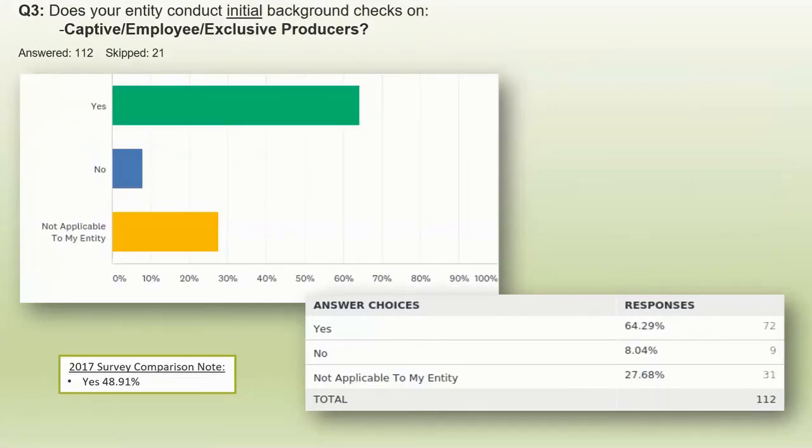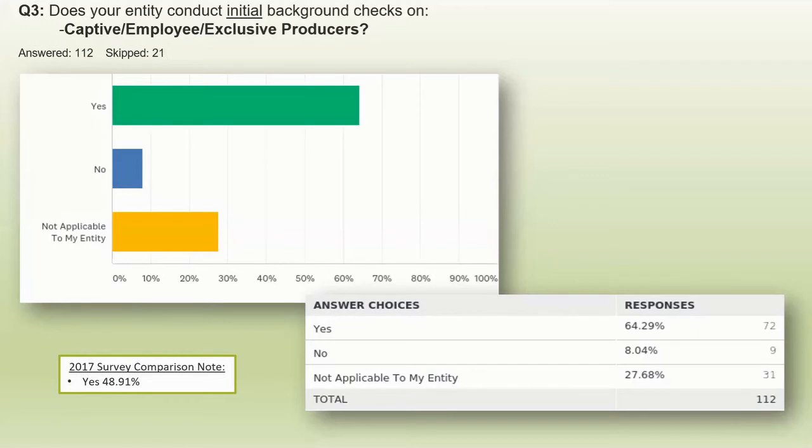Question 3, does your entity conduct initial background checks on? And you're going to see several questions here. This first one is going to be captive, employee, and exclusive producers. For these folks, many of these individuals would fall under the conventional employment context.